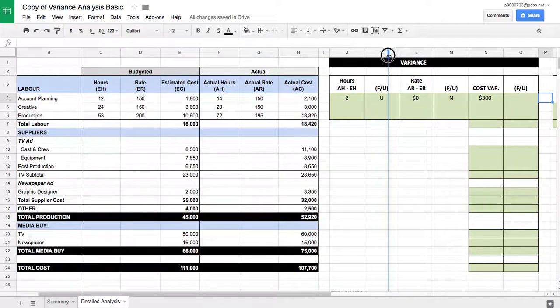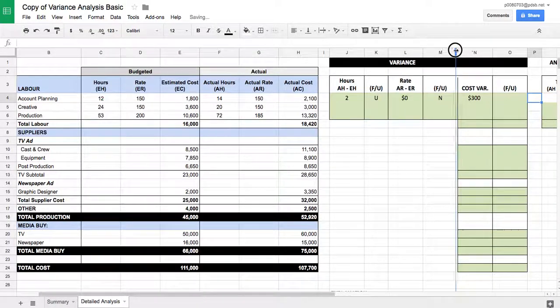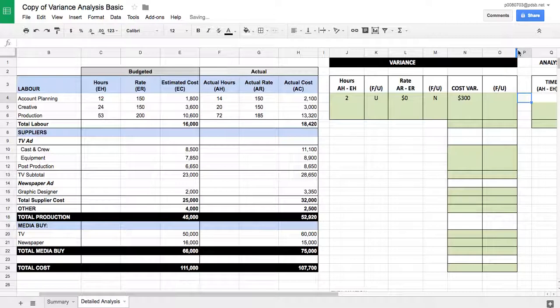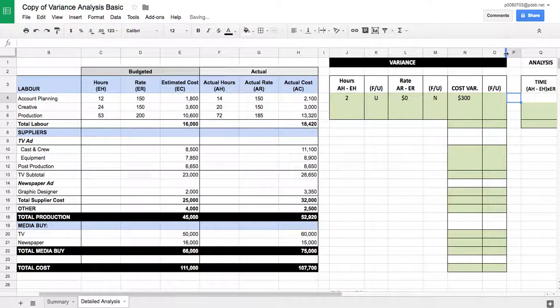Okay. Let me shrink this a little bit just so we can try to fit more on the screen here for you. And if we look at this, is this $300 favorable or unfavorable? Well, we already said it's unfavorable. You can go through and format it as you go. I didn't do everything for you.